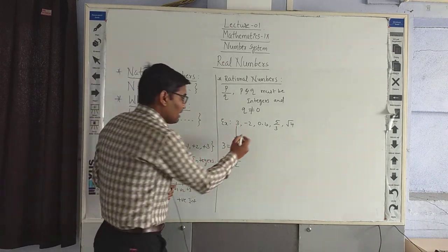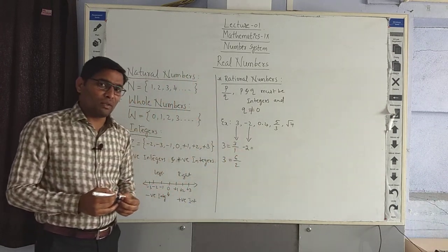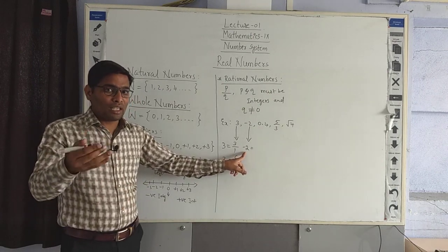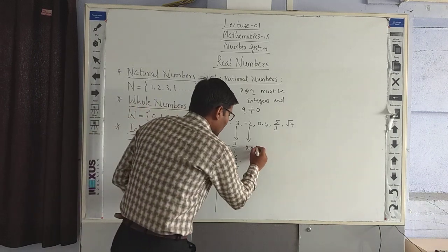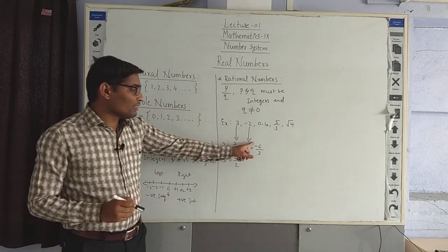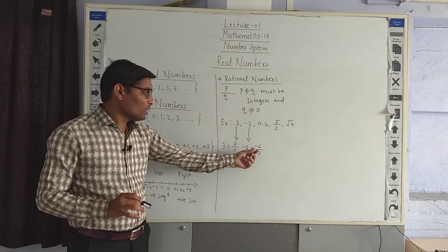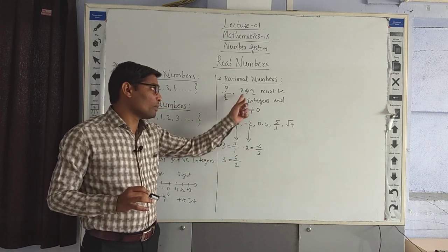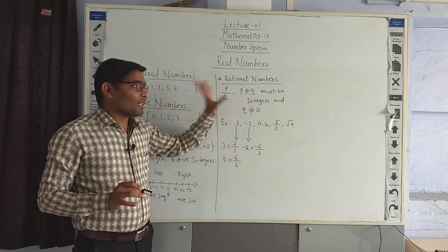Moving to the second one, that is -2. Here -2 is a negative integer. It is also not in the form of p by q, but it can also be written in the form of p by q as we have written 3. Let's write it. -2 can be written as -6 by 3. Now see, -6 and 3 both are integers and written in the form of p by q, and the denominator 3 is not equal to 0. It means that it also obeys the conditions of a rational number. Therefore, -2 is also a rational number.